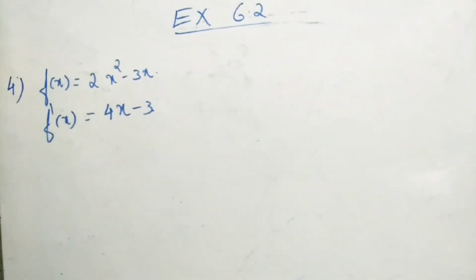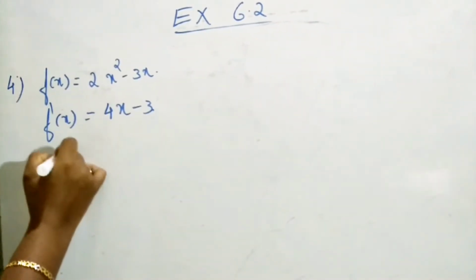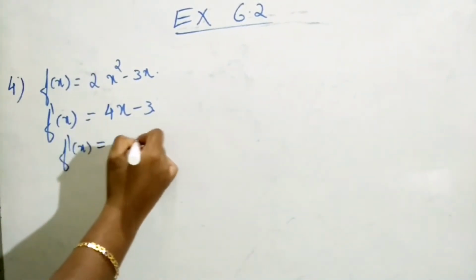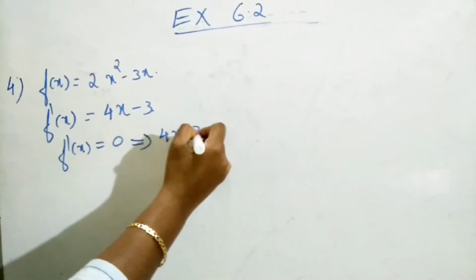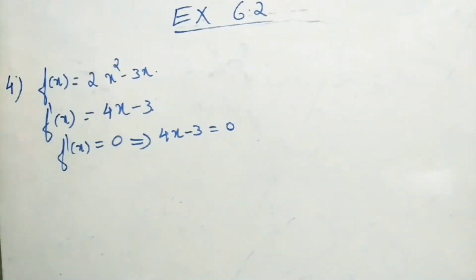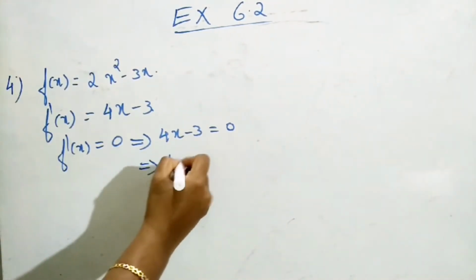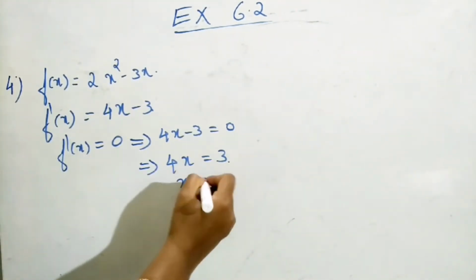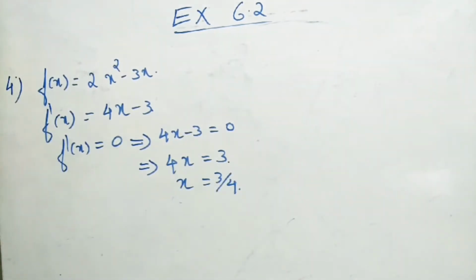Now we need to find the interval in which the given function is increasing or decreasing. For that, we take f dash of x is equal to 0. This implies 4x minus 3 equal to 0, which implies 4x is equal to 3, and x is equal to 3 by 4.